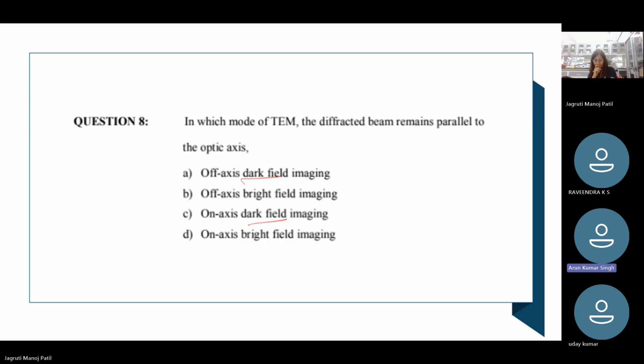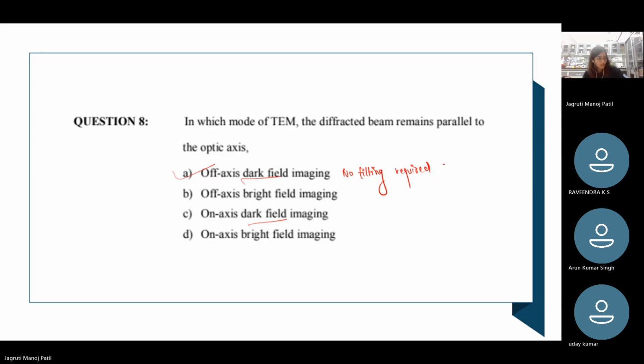I think one of them is that the incident beam is parallel to the optic axis, and another one is that the diffracted beam is parallel to the optic axis. Exactly. So in this case, the diffracted beam is parallel to the optic axis in case of off axis dark field imaging. Why? Because in this case, we don't require any tilting. No tilting required. And why is it not required? Because the incident beam itself is tilted.